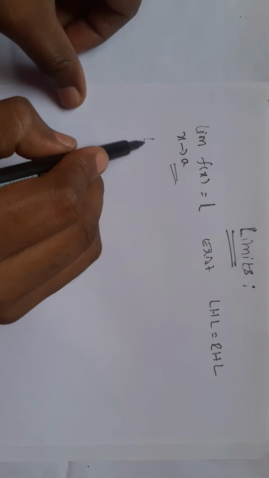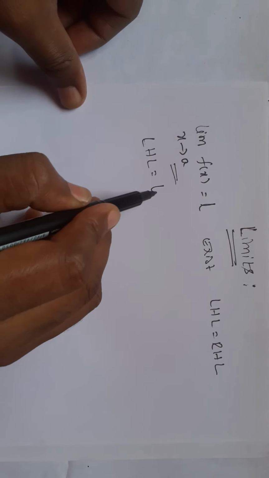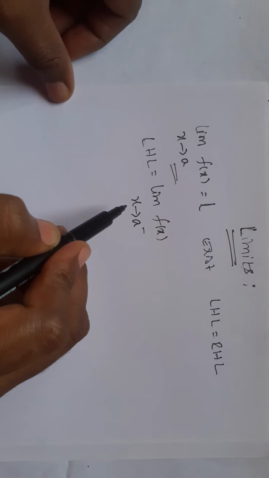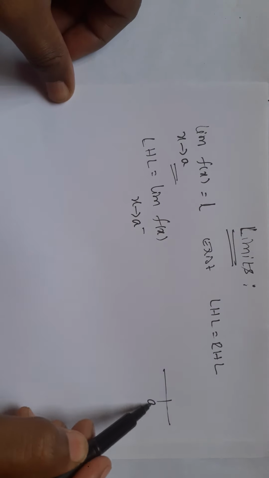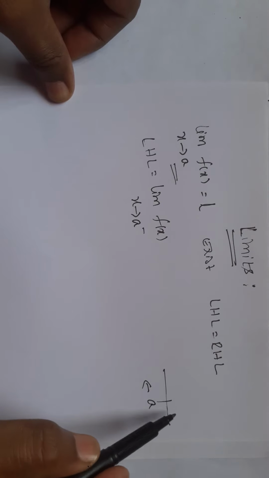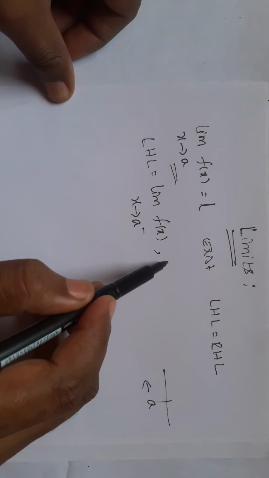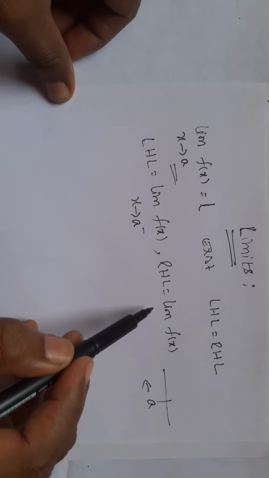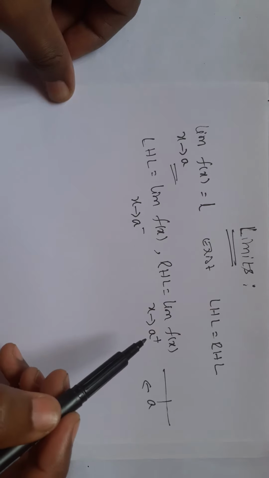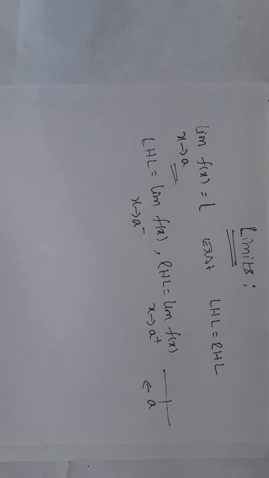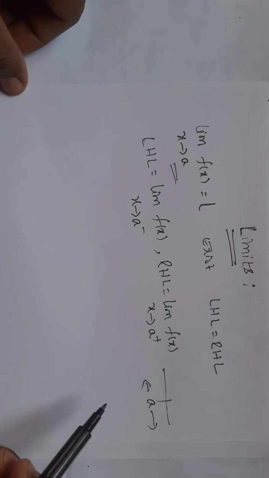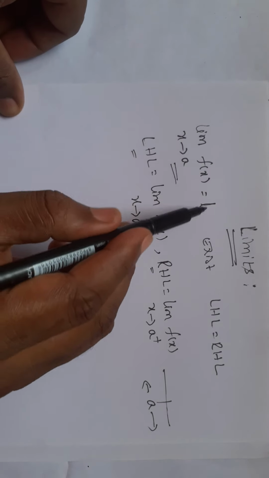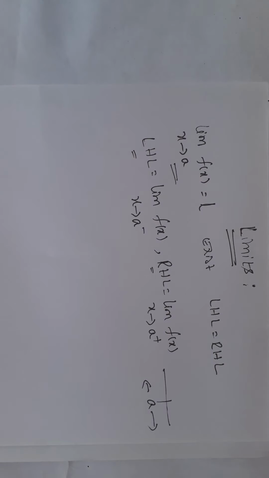LHL is meant for limit f of x as x tends to a minus, that is below the value of a. In the real line you can see below the value of a. And RHL means limit f of x as x tends to a plus, that is above the value of a in a real line. If LHL is equal to RHL, then only we can say the limit of the function exists.